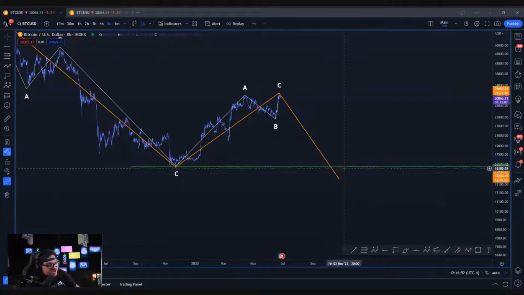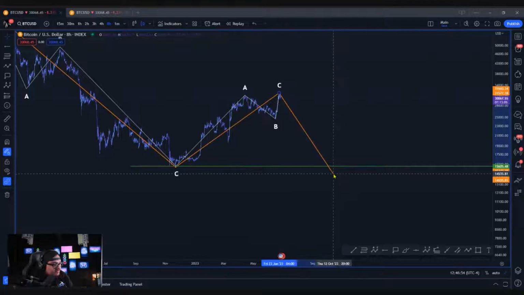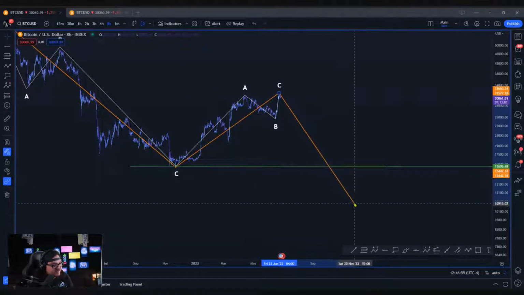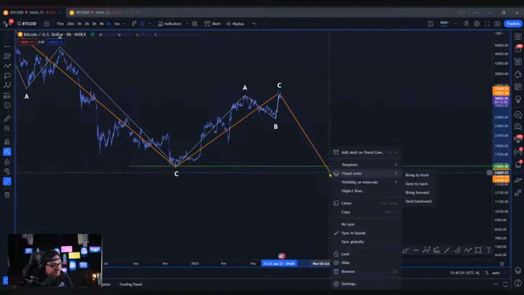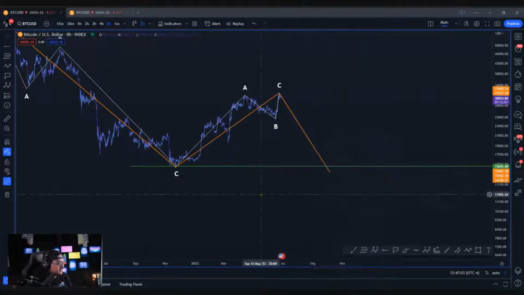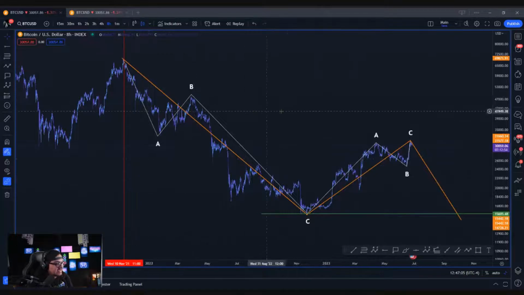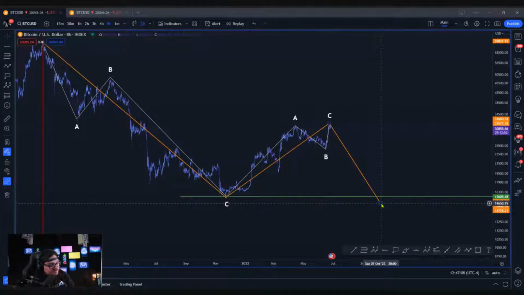If this ends up being a shallow push past the previous low, in case we do not get all the way back down to 10K, like some people are or were expecting, so that is kind of the bearish option.